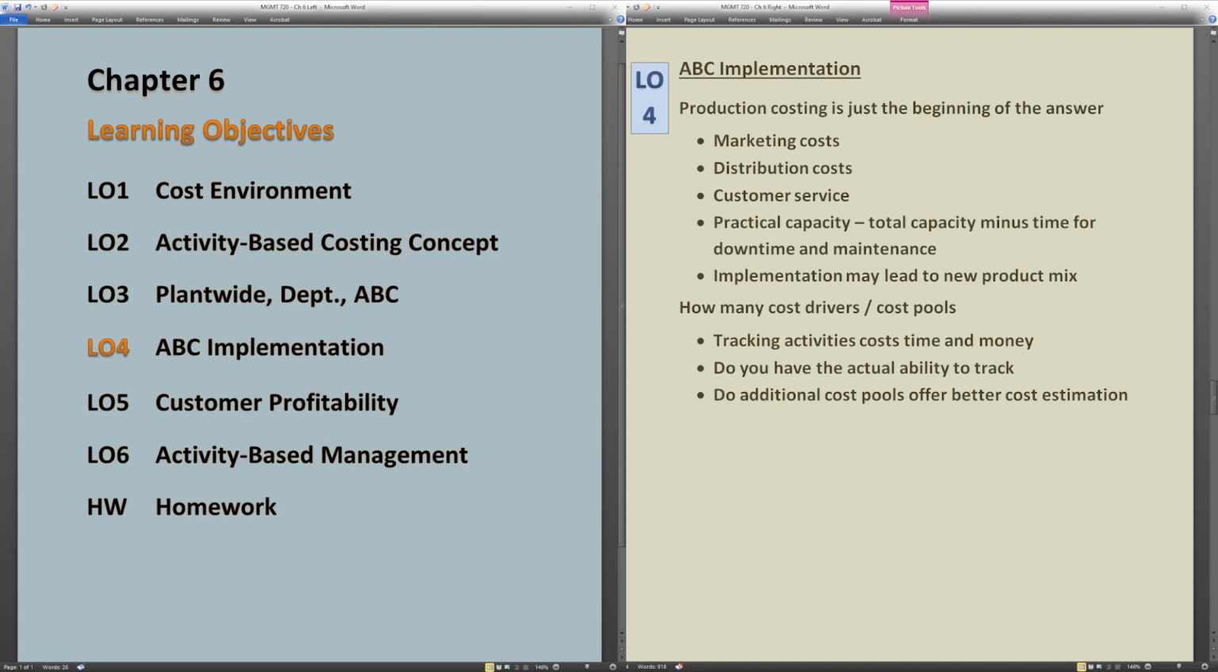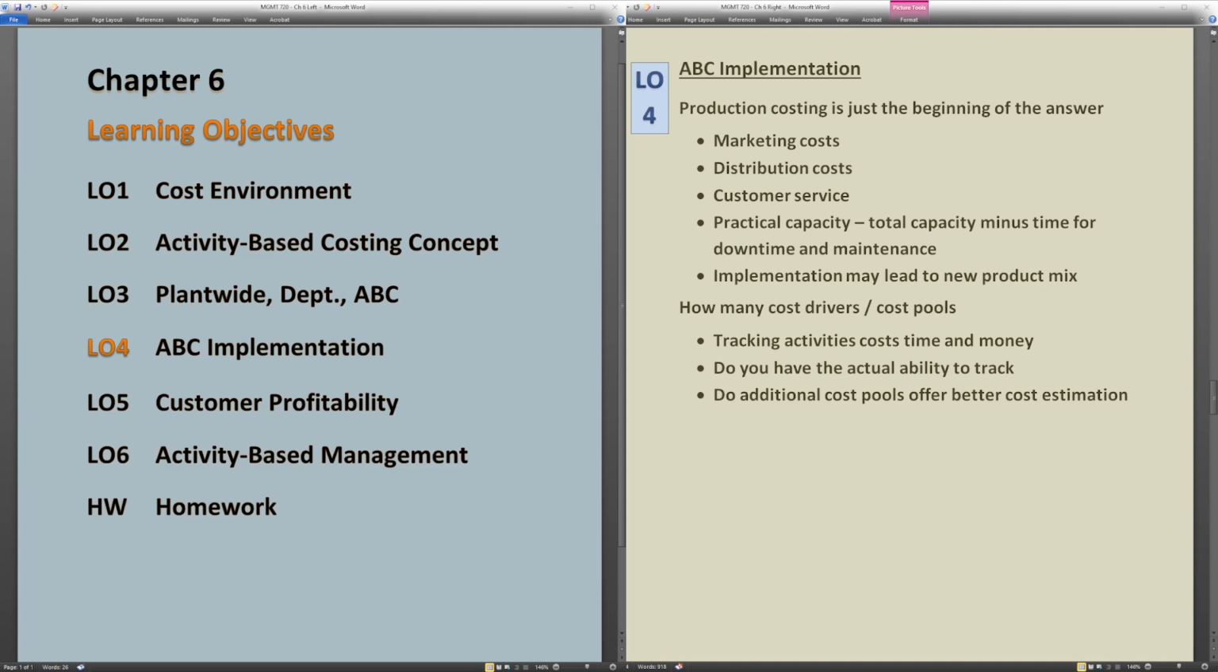All right, so these next couple of learning objectives are more just informational. All of the big calculation is basically in learning objective 3, where we go over the 3 different types: plant-wide, department, and activity-based costing. So a little extra information about ABC implementation is that, remember, and a lot of times accountants forget this, and as MBA managers, you're going to have to keep this in mind. The costing is just the first part of the answer. That's a quantitative answer, but that's not always taking everything into the big picture.